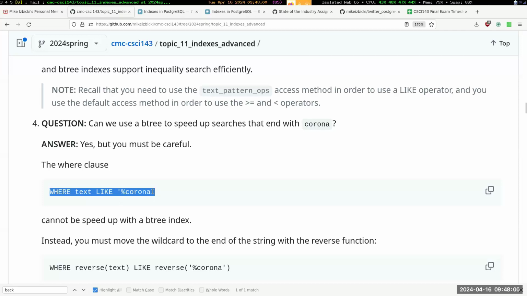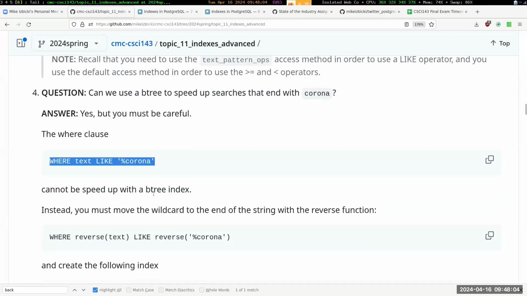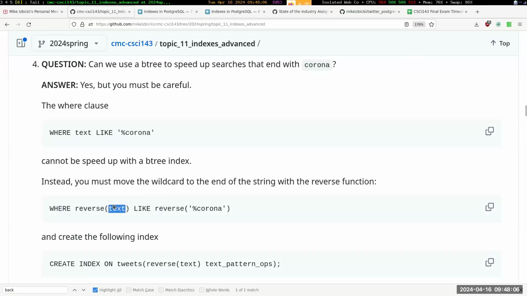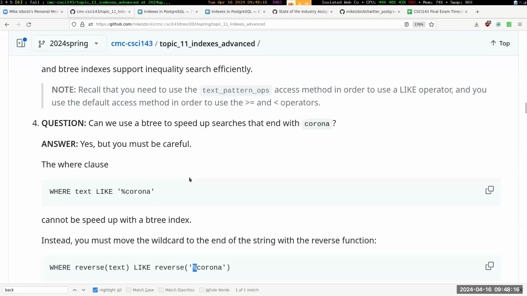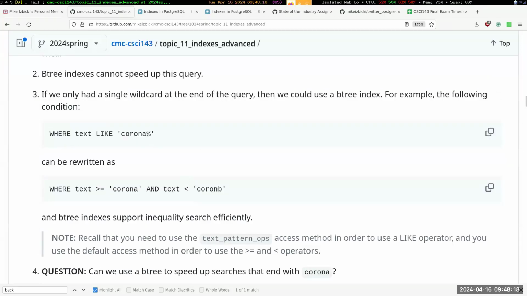This query right here cannot be sped up with a B tree, but an equivalent query can be, where you reverse the text and then reverse your string like this, so that the percent sign gets placed at the end, and then you can speed it up. For a B tree, you can only speed things up if there is a percent sign at the very end, on the right-hand side of your expression like this.